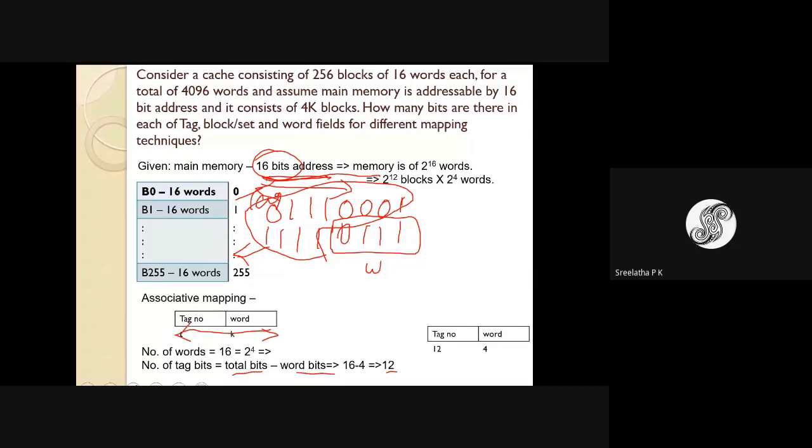There is no particular rule for how to map the tag number. How do I get the tag number? Whatever is the remaining address for that particular block in main memory, that is the tag number stored for each block. There is no particular pattern here, and that's why the system has to search all the tag numbers whenever I am searching for a particular block.